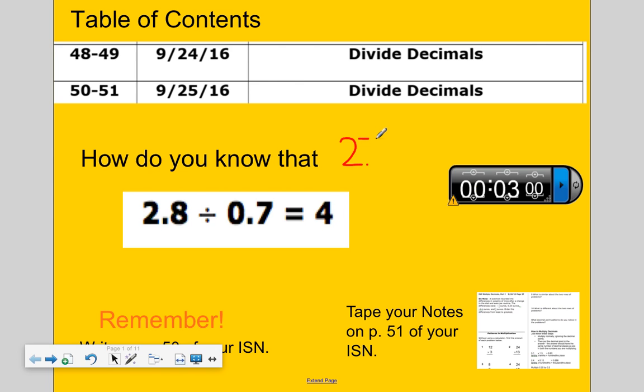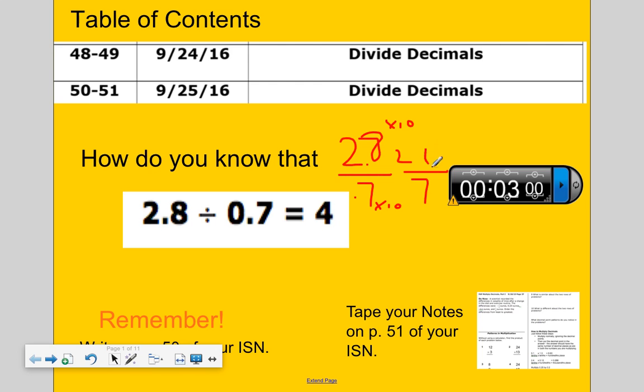2 and 8/10, can I rewrite this in fractional form? 2 and 8/10 divided by 7/10. I don't know about you, but I'd rather work with whole numbers. So how can I turn this 7/10 into 7? I multiply by the power of 10. Or as some kids say, since it's a tenths place, I just multiply by 10. So what is 2 and 8/10 times 10?